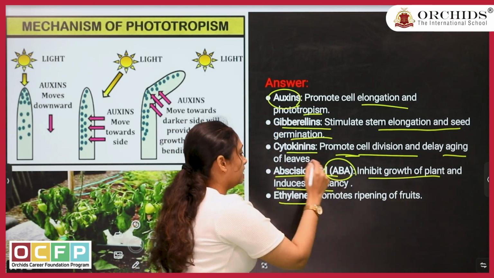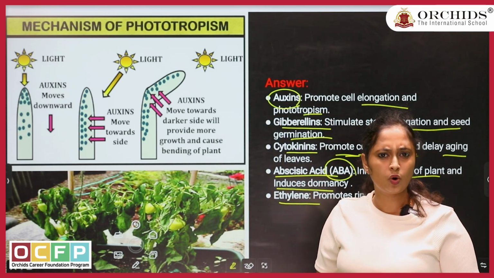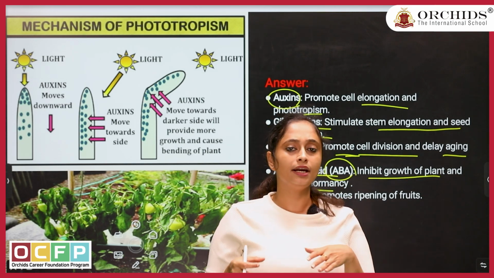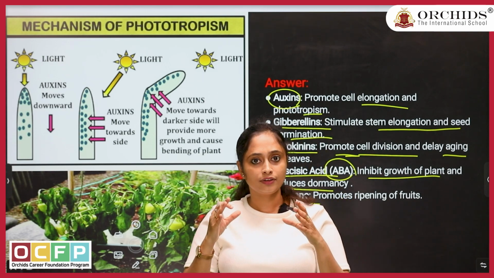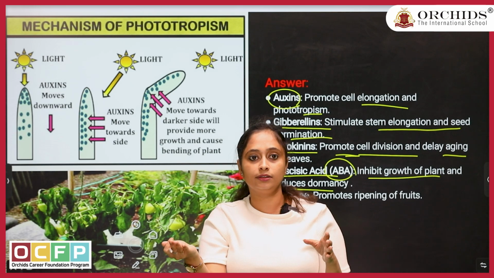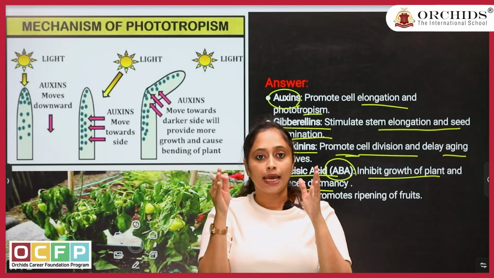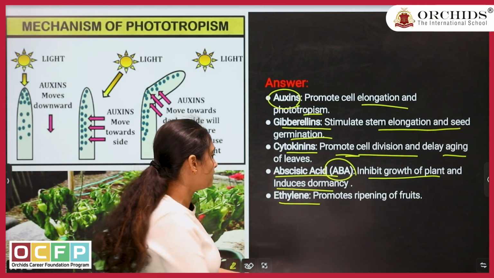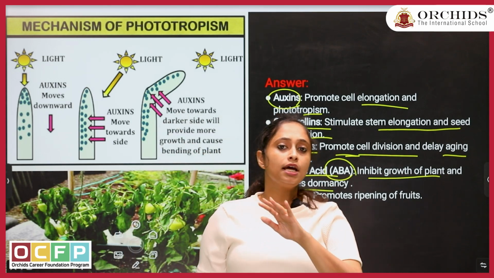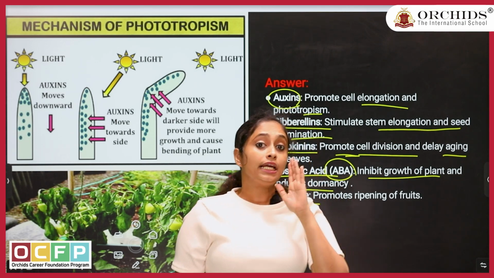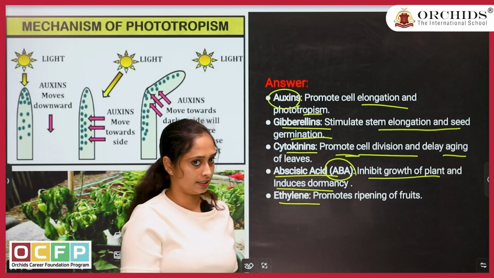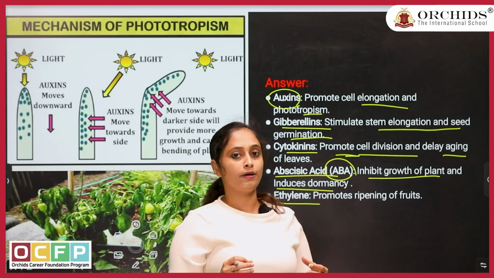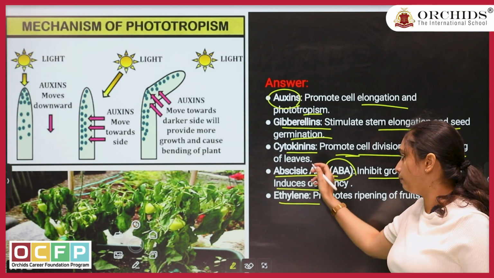Now, abscisic acid also induces dormancy. What is dormancy? I think everybody knows what dormancy is. In the case of different types of plants, there is a particular period in which growth will stop. After that period, growth will take place again. But for a particular period, the plant's growth will completely stop. That period we can call the dormancy period of the plant. In that period, none of the growth processes will happen in the plant body. So it is because of the hormone abscisic acid. So two functions for abscisic acid. One is inhibiting the growth of the plant and also inducing the dormancy period of the plant. So this is the function of abscisic acid.